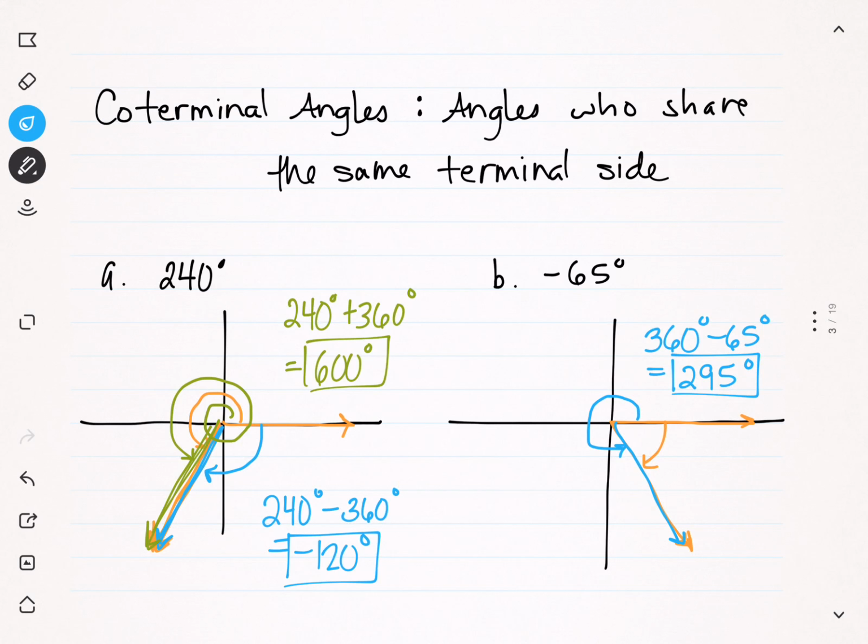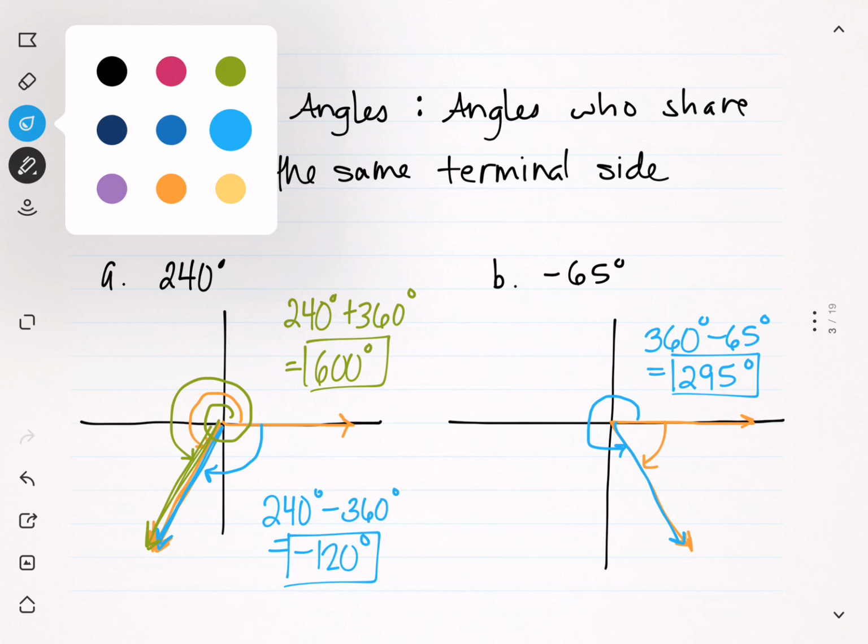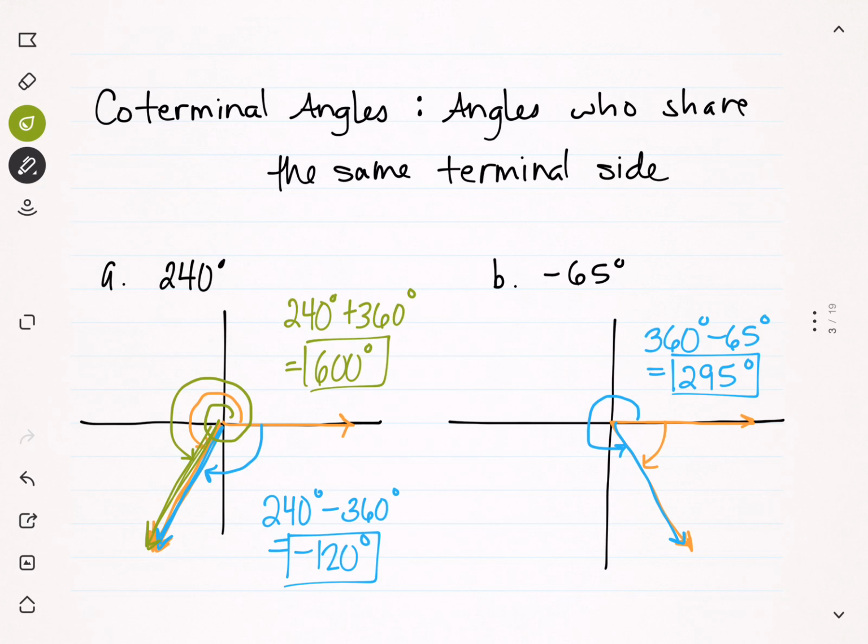If I wanted a negative coterminal angle, maybe I can go more than one rotation clockwise. So let's see, 360 and then an additional 65 degrees below that x-axis in the clockwise direction. So if we did negative 65 degrees minus 360 degrees, that's going to give us a total of negative 425 degrees. So we have one positive and one negative coterminal angle for negative 65 degrees.